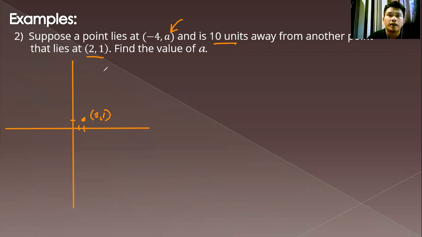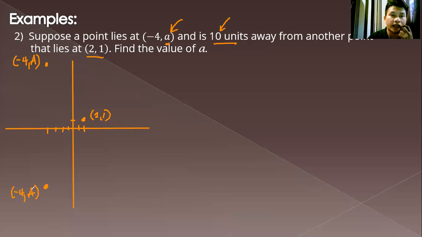Ang ibig sabihin niyan is that yung first coordinate natin is negative. Meaning, it is either in the second quadrant or in the third quadrant because we don't know if a is positive or negative, or pwedeng parehas, because we are only referring to the 10 units away. So that is negative 4: 1, 2, 3, 4. For example, this is that point, (-4, a), and this one is also (-4, a).